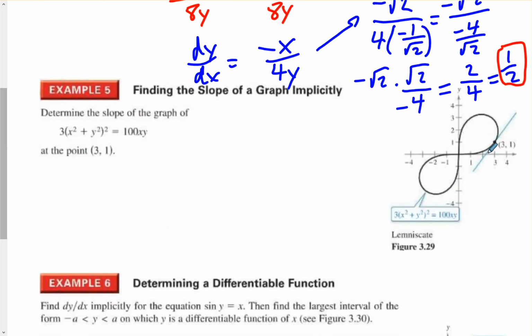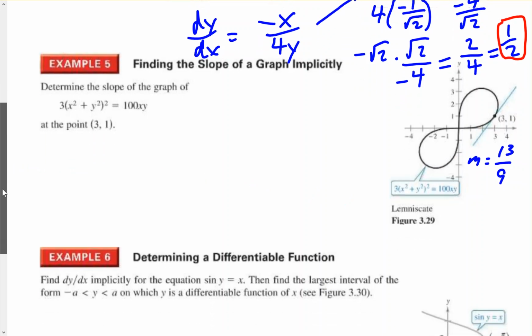Okay, and this was the curve for it. So at 3, 1, we have a slope of 13/9. And it kind of makes sense. It's a positive slope, right? Slightly more steep than a slope of 1, not as steep as a slope of 2.